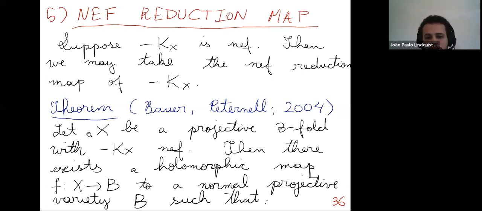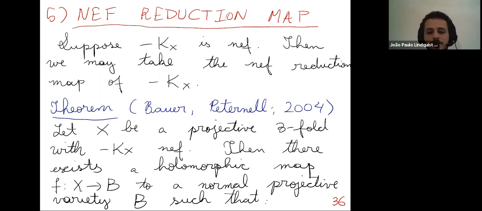For threefolds, this will be a holomorphic map to a normal projective variety, which is obtained by taking the equivalence relation. So we quotient out the curves on which the anticanonical bundle is numerically zero.